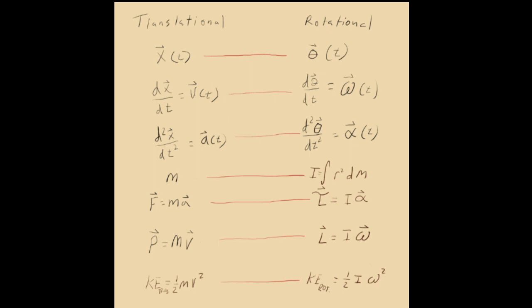Hey everyone, today we're going to continue our talk on rotating objects. So far we've talked about kinematics: our angular position with respect to time, our angular velocity with respect to time, and our angular acceleration with respect to time, which we compared to our translational motion. We work them basically the same, we're just using Greek letters.